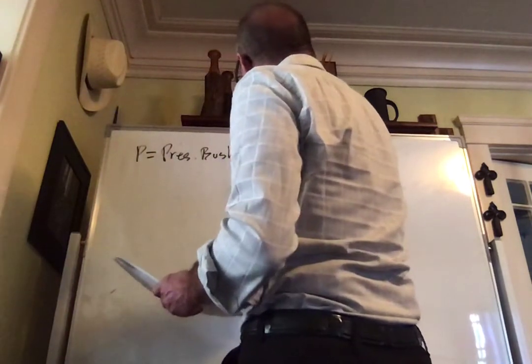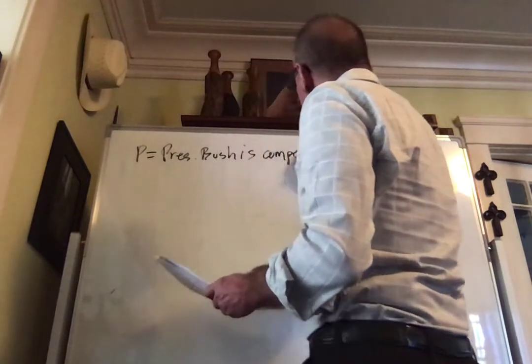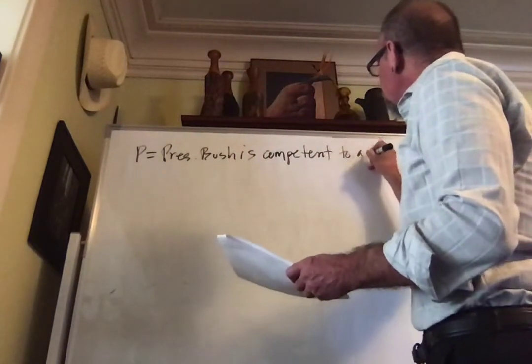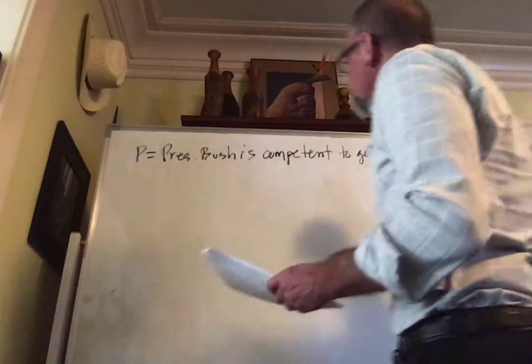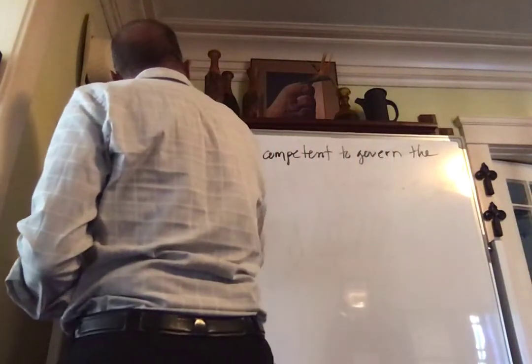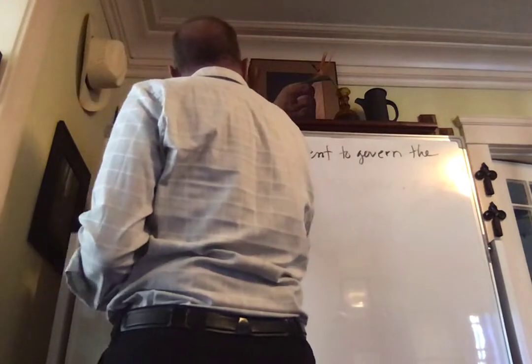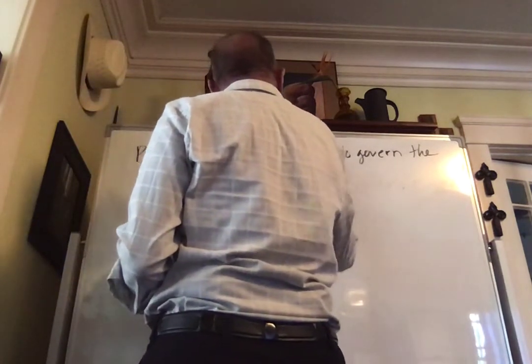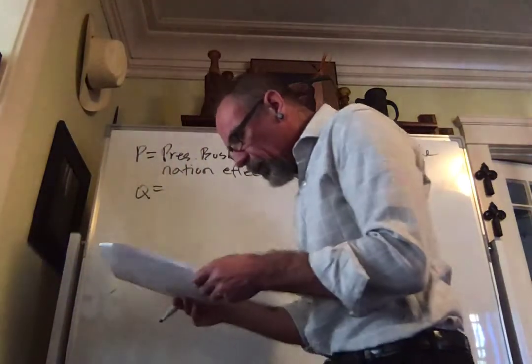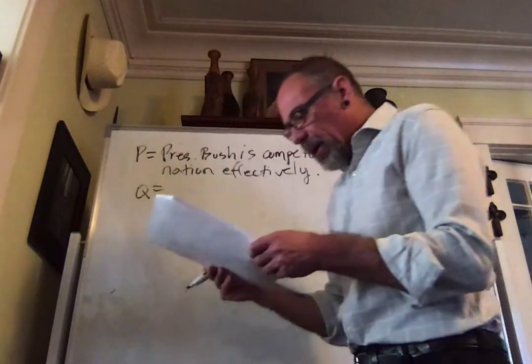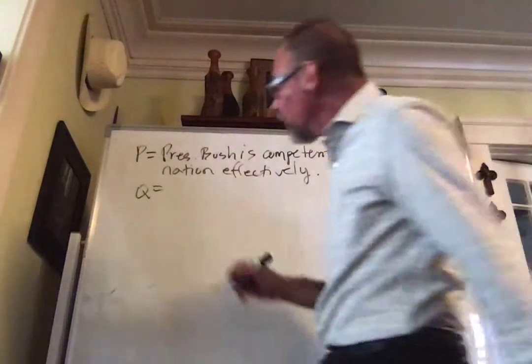is competent to govern the nation effectively. And let's let Q stand for he is competent to govern the nation within the bounds of the law.